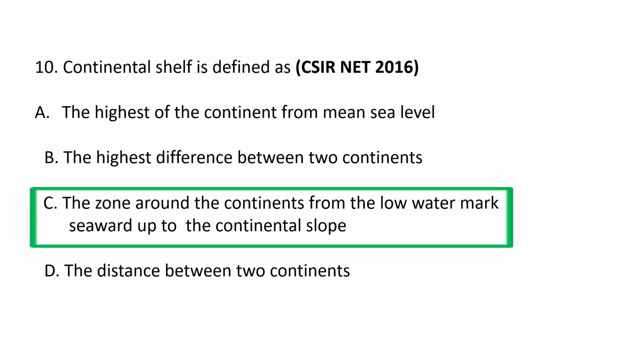A continental shelf is the gently sloping, shallow submerged extension of a continent, typically extending from the coastline to a depth of about 100 to 200 meters, where a steeper descent begins, and it acts as a geological boundary of the continents, and it is the zone around the continents from the low water mark seaward up to the continental slope.